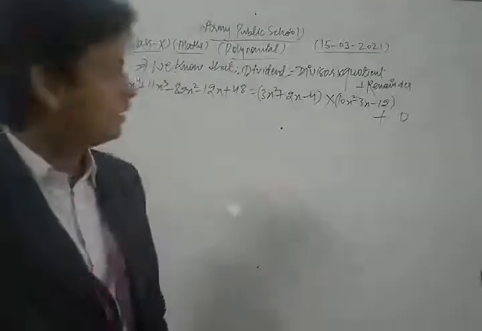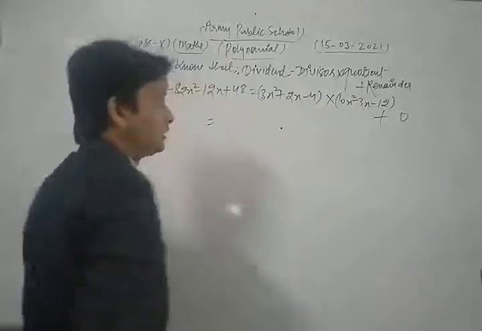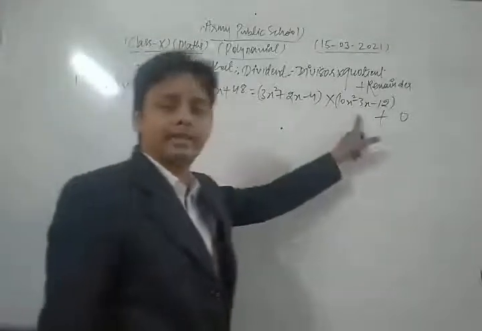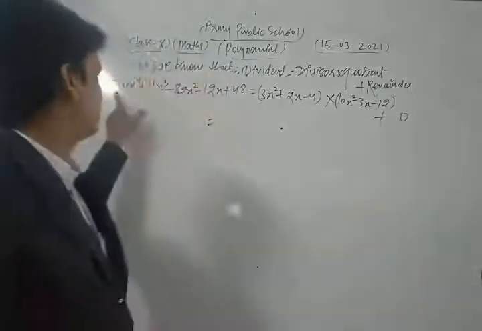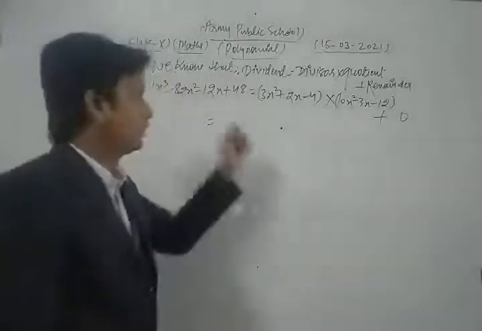Now dear students, we just multiply these two terms, these two quadratic polynomials, and after simplifying them, if we get is equal to this, so hence verify the division algorithm. So let's see, now we multiply.